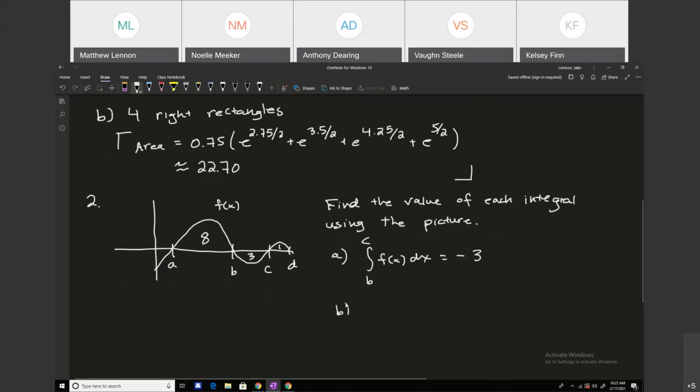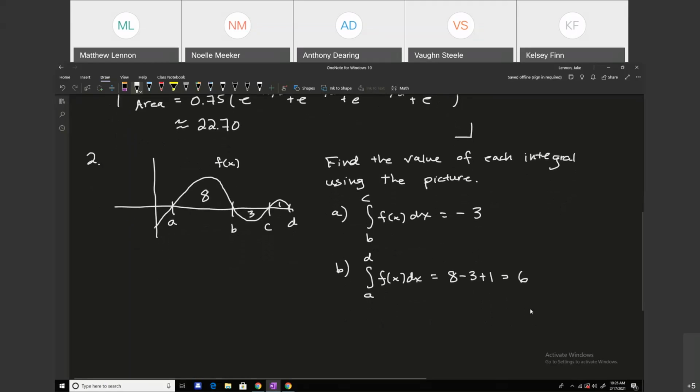Maybe part B, you would say something like the integral. Let's say we wanted to go the whole strip from A all the way to D of f of x dx. Then you would just add them all together with their appropriate sign. So you would have 8 because it's above, then -3 because it's below, and then +1. So that would be 9 minus 3, which is 6. You could also do some other things.